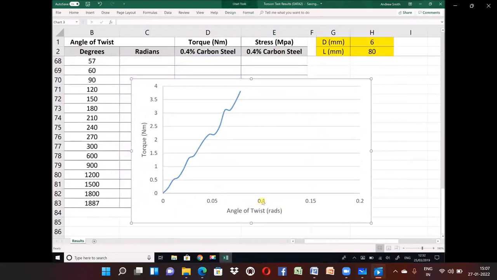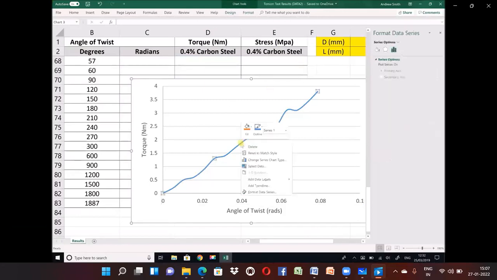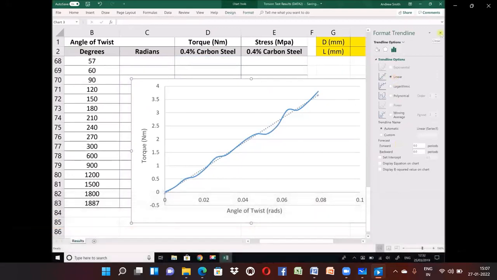I'm also going to adjust this axis once again. Let's set this as 0.1. Now what I'm really trying to do here is hone in on the data that's relevant to me. I want to hone in on the data that represents elastic deformation. And now I've isolated that data, I can add a trend line. So I go right click, add trend line, and I'm going to add a linear trend line because we know that during elastic deformation, that relationship should be linear.